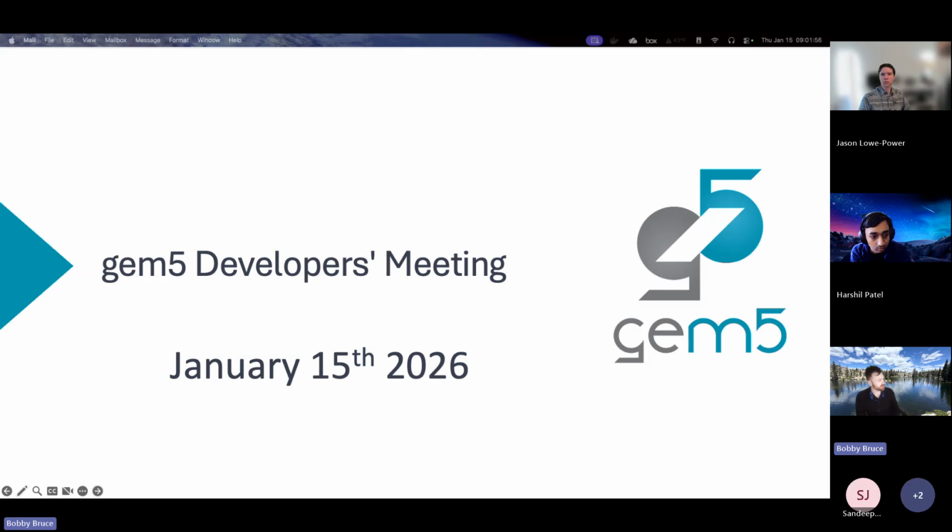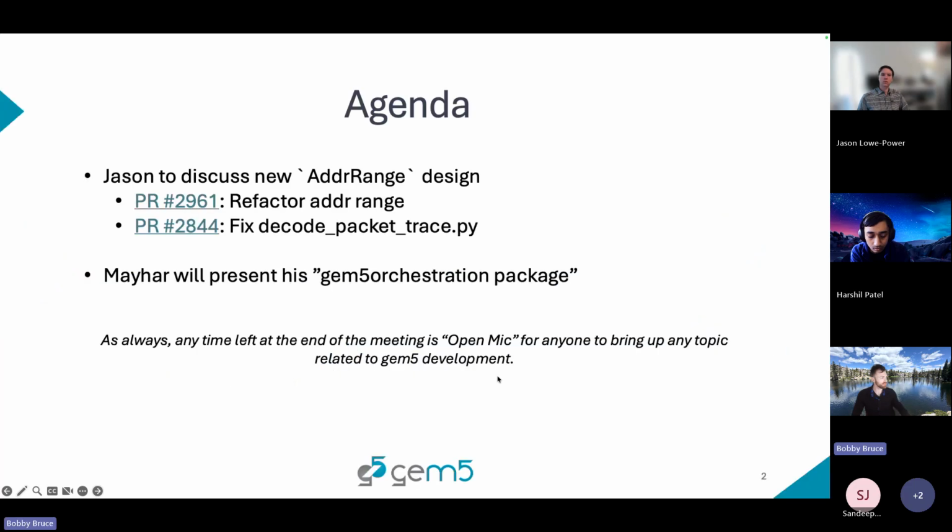My part in today's meeting will be quite short. Two things on the agenda. First, I'll hand over to Jason, and he wants to talk about the new address range design. This regards mostly PR 2961 if you want to load that. And I believe, just because it was noted in the agenda, that it also concerns this fixed decode packet trace as well. Is that correct? Anyway, I'll hand over to Jason.